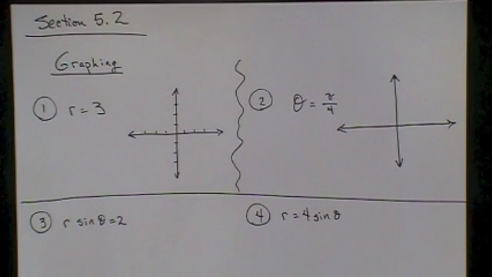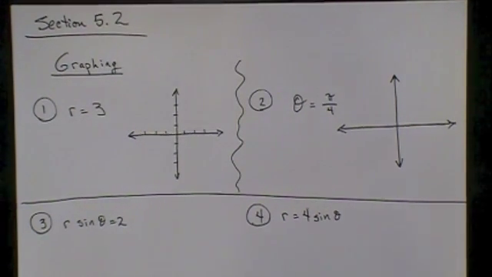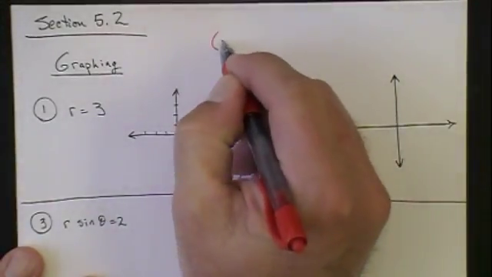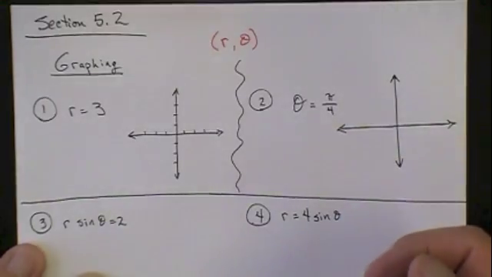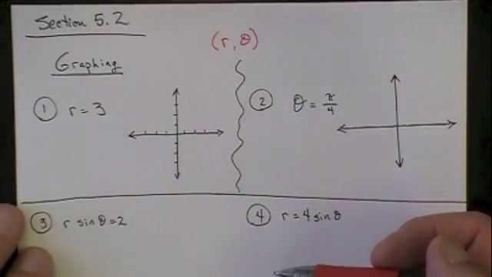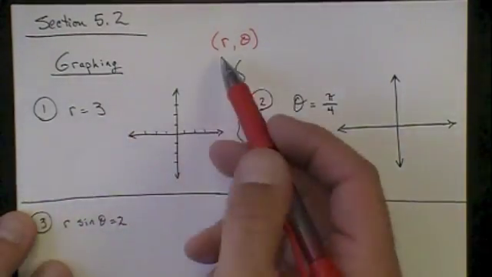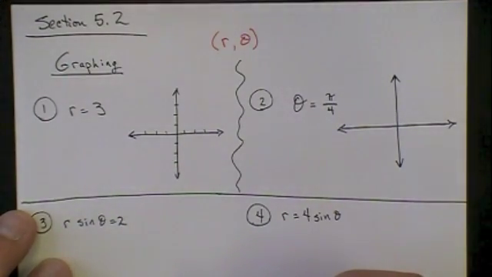In section 5.2, we're starting to graph our polar equations. Remember, if coordinates are given to us in polar form, that would be r and theta, where r is the radius, theta is our angle. So on number 1 here, we have r equals 3. So really what we're saying is that our radius is equal to 3.